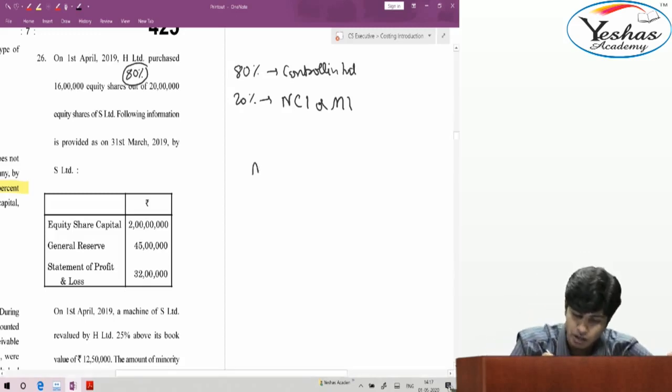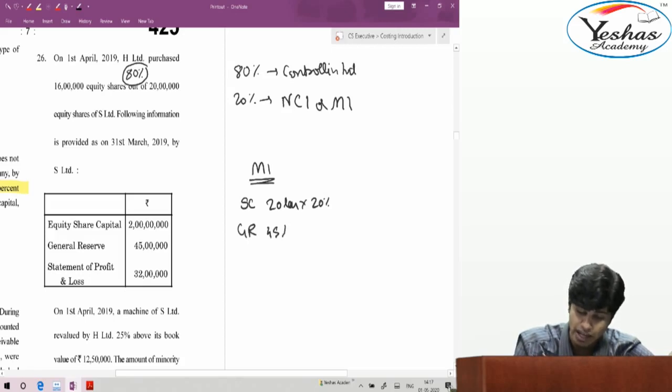Come on. Now, minority has a share in share capital. How much is share capital of the company? 20 lakh. I'll multiply it by 20%. And there is general reserve, 45 lakh. Out of this also, they get share of 20%. There is statement of profit or loss. How much? 32 lakh. In this also, minority will get 20%.